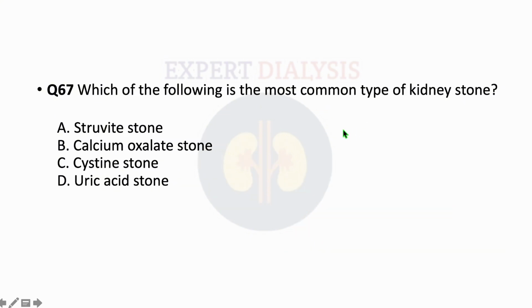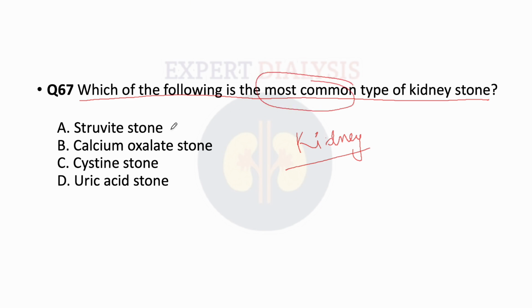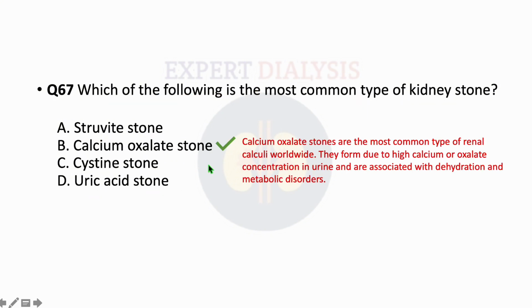Moving ahead to the seventh question, it says, which of the following is the most common type of kidney stone? There are different types of kidney stones. Some are oxalate, some are citrate. So we have to choose the one which is most common. Option A is struvite, option B is calcium oxalate, option C is cystine, and option D is uric acid. The most common stone is actually calcium oxalate.